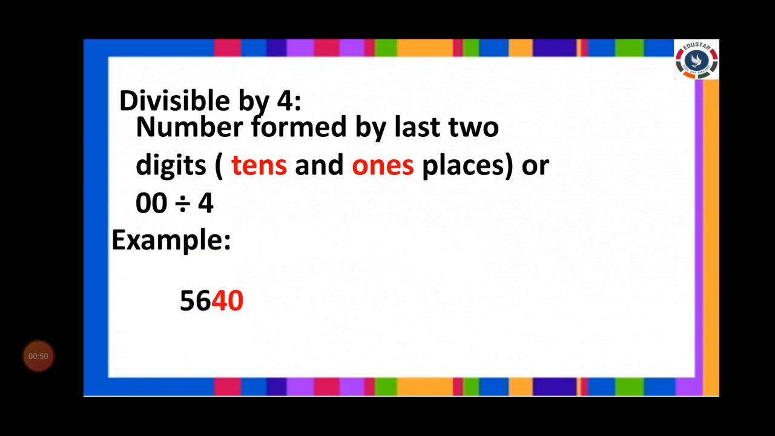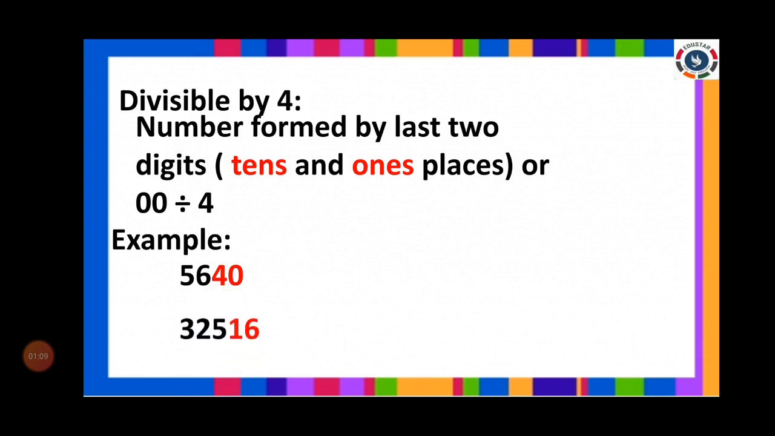For example, here 5640. The last two digits, I mean the tens and ones place, are 40. Now is that divisible by 4 or not? 10 fours are 40, so yes. So it must be divisible by 4.